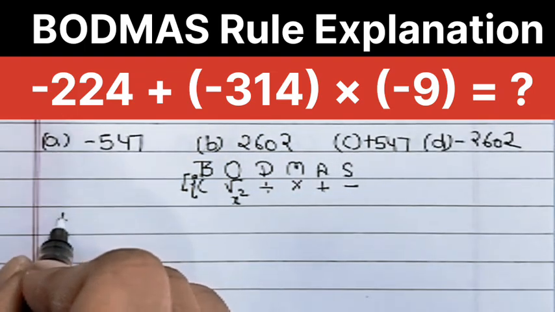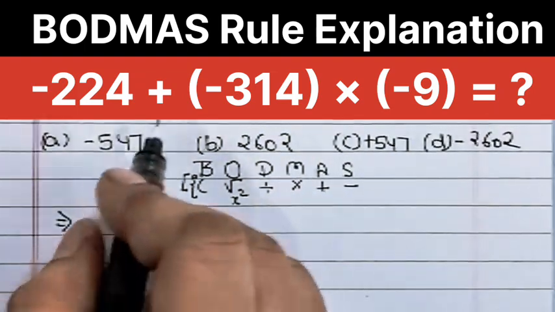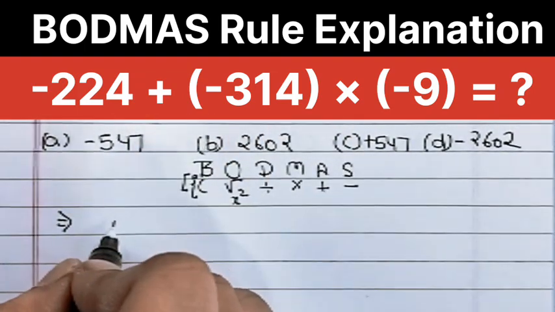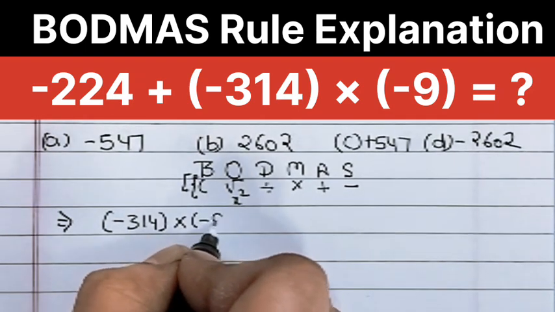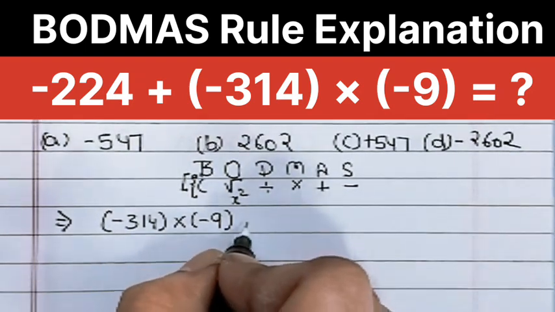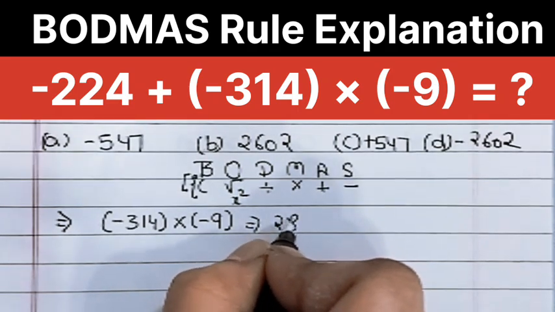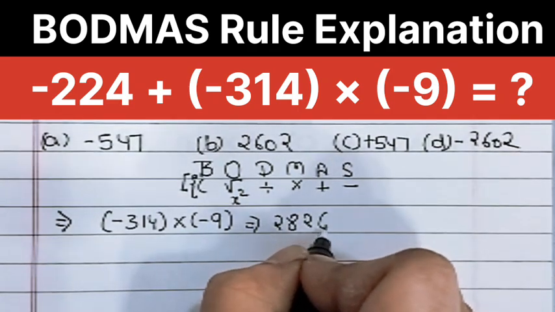First step, multiplication. M stands for multiplication. First we multiply the digits: minus 314 multiplied by minus 9. Minus times minus will become plus, and after multiplying you will get 2826.